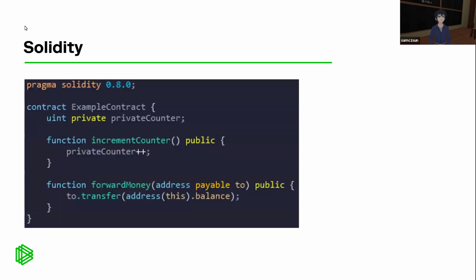Here's an example of a Solidity smart contract. We can see a private counter, which again, this data cannot be read by other smart contracts on the chain, but it can be read by users off chain. There's a function which increments the private counter and another function which transfers money from the current smart contract into whichever address the user specifies.